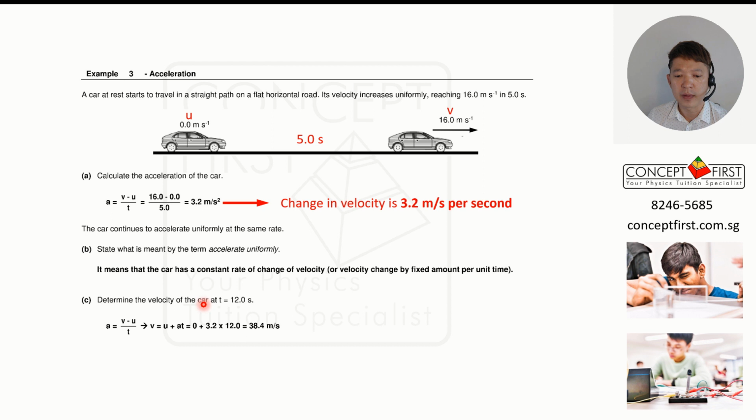Why is it so? Now we can still use this formula, v minus u over t. You make v the subject because the velocity at time equal 12 is the final velocity in this equation. So we make v the subject, u plus at. u is the initial, which is 0. Acceleration, we found it to be 3.2 meter per second squared, right here. The time taken is 12. Put it in, you get 38.4.